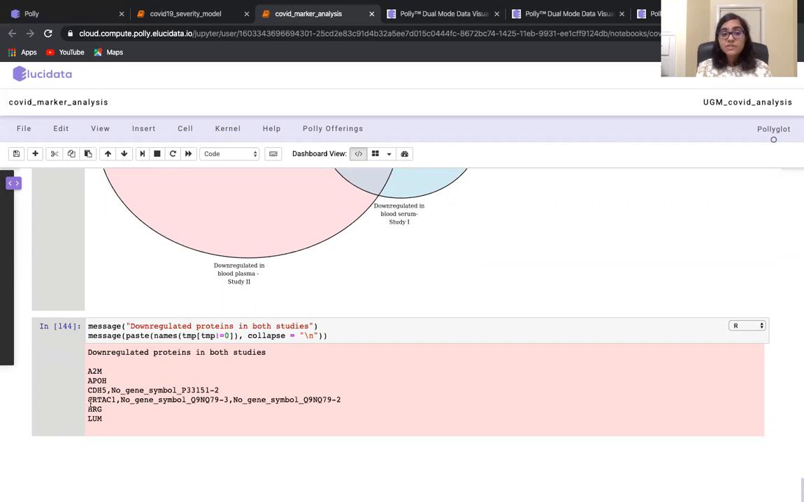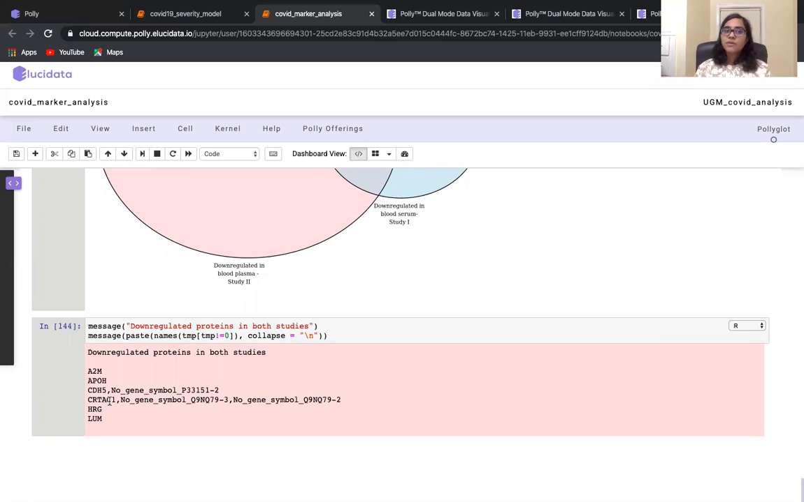Another interesting protein that showed up is very highly downregulated is CRTC1. And we saw this in the proteomics analysis as well, that this is a protein that had a fold change, log2 fold change of -6, and it is showing up in the second proteomics data as well. And it is not quite clear how this is connected to COVID-19, so another potential area of exploration.